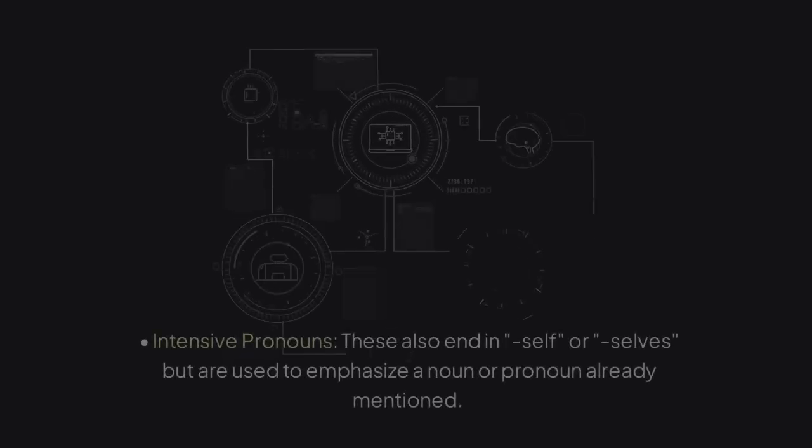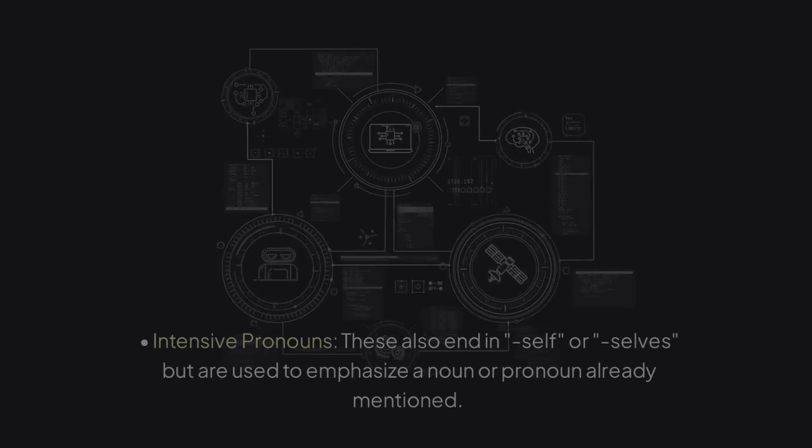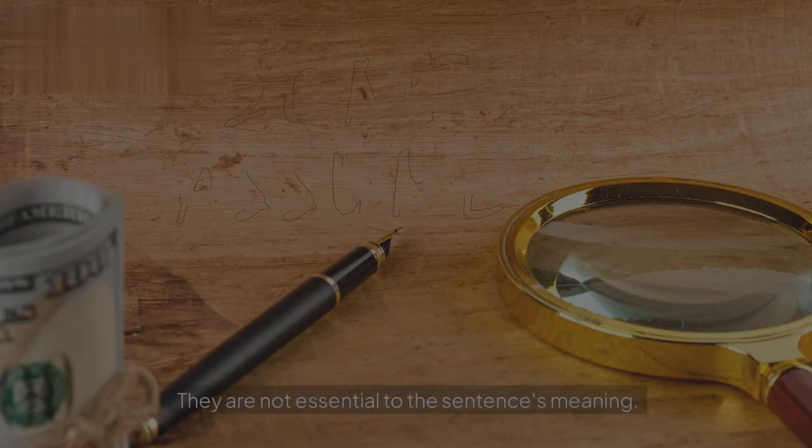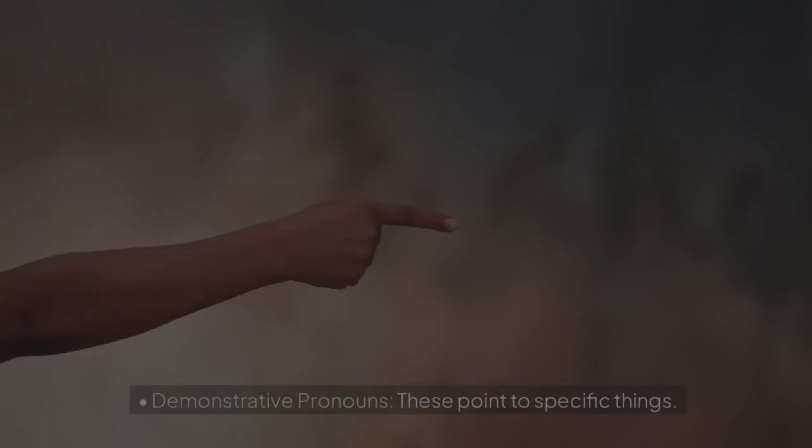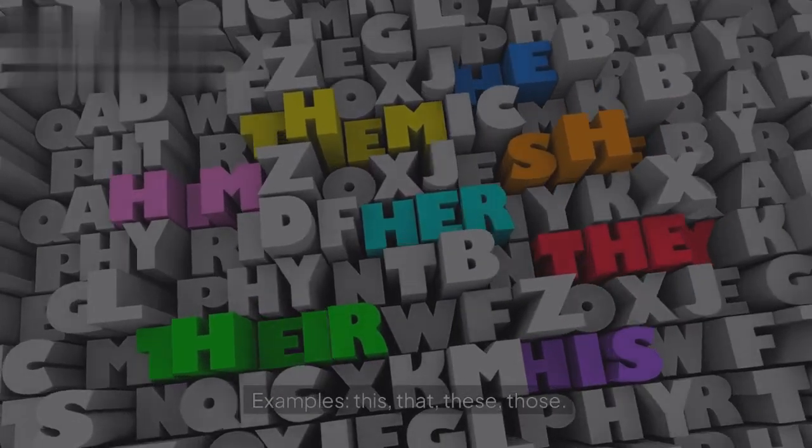Intensive pronouns. These also end in self or selves, but are used to emphasize a noun or pronoun already mentioned. They are not essential to the sentence's meaning, e.g., I myself saw it. Demonstrative pronouns. These point to specific things. Examples: this, that, these, those.